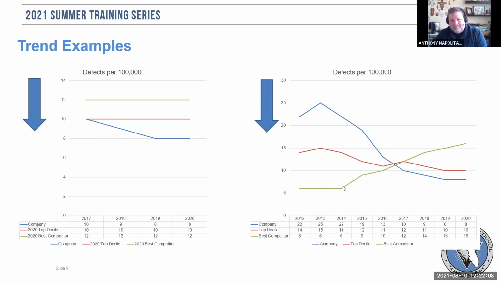And you're able to see that your best competitor is losing ground and doing worse, while the top decile is going down too, but not as extremely as you are. So look at the story there. Do you think there's not more information? Do you think that's not more of a story? That's why you do it.